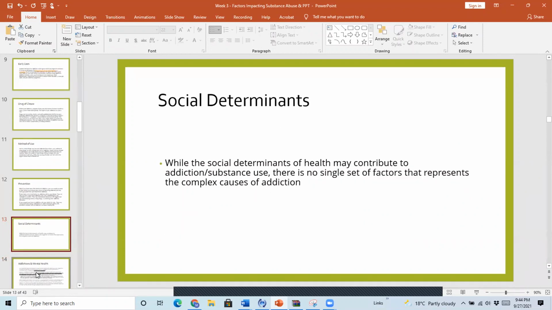Now, I did mention social determinants a moment ago, and I'm going to talk a little more about them now. While the social determinants of health are part and parcel of addictions and substance use, as I said before, there's no one single factor. You can't pinpoint and say, well, I became addicted specifically only because I have family members who are also experiencing addictive behaviors. It's not only one thing. It's not only social, it's not only biological, it's not only physical or psychological. It has to be a combination of several things.